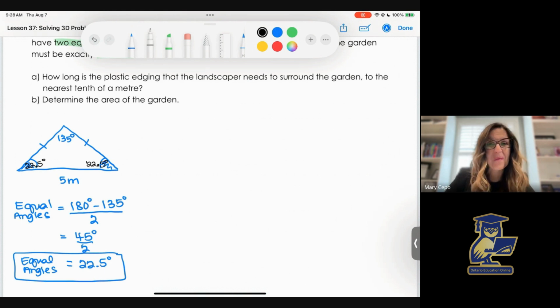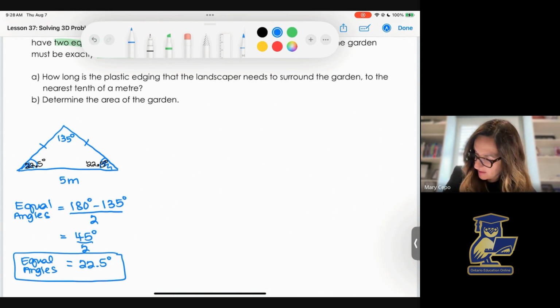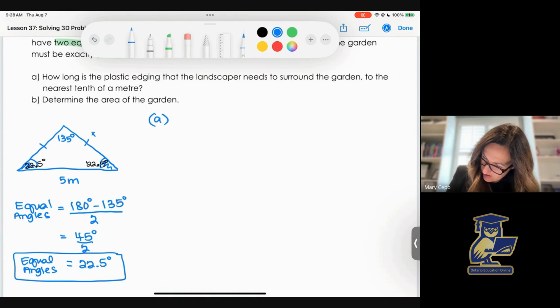Now, again, we know it's not a right angle triangle, so we can't use the trig ratios. So we're using the sine law and the cosine law. If you look at our triangle, we are not given all three sides, and we are not given two sides and the contained angle, so automatically we would be using the sine law. So in this case, I'm going to just call these x and they're the same.